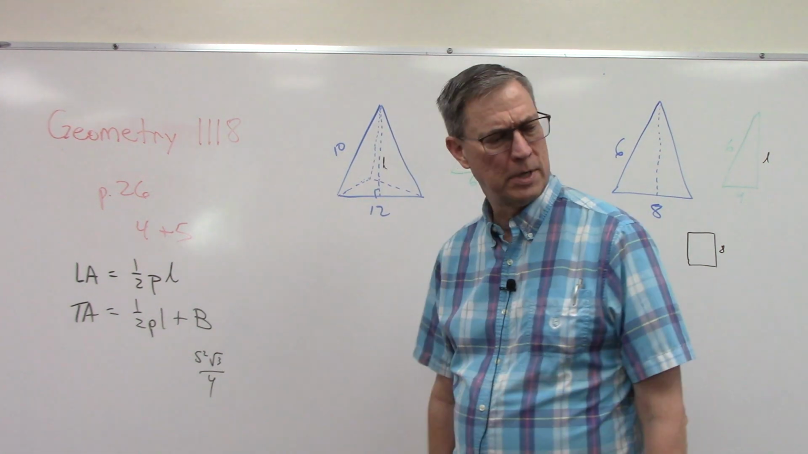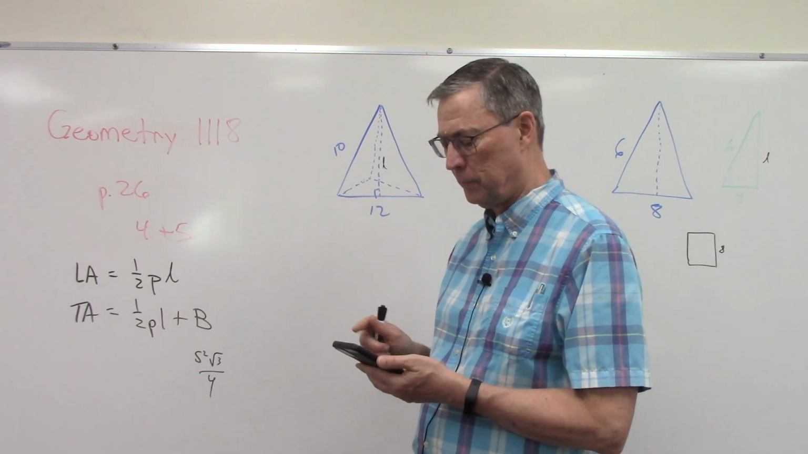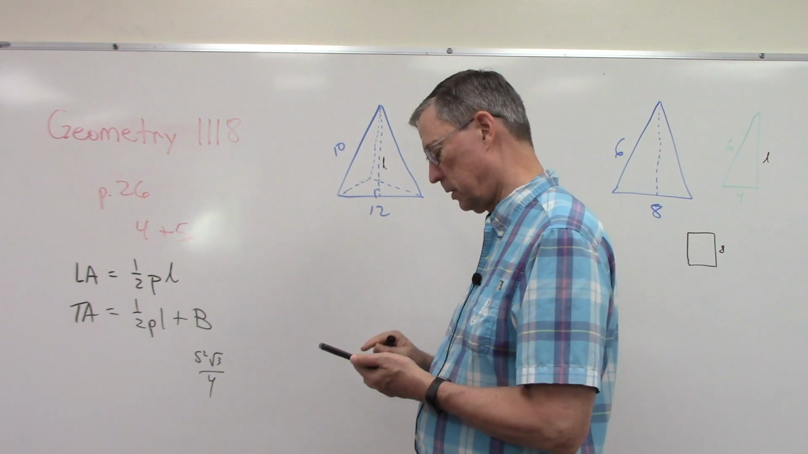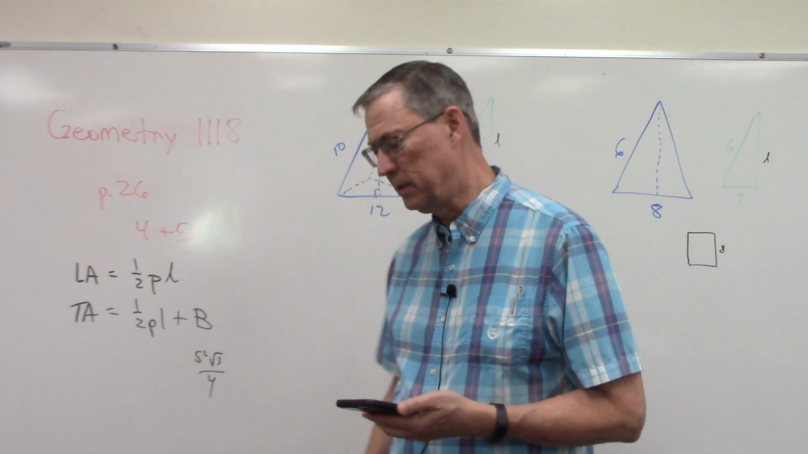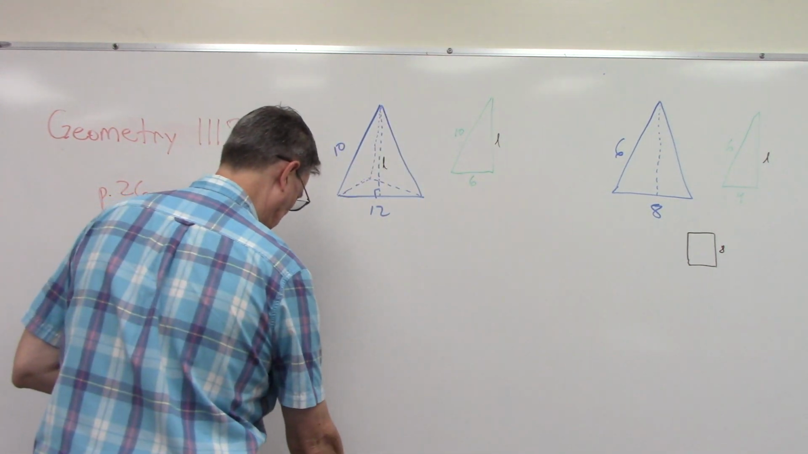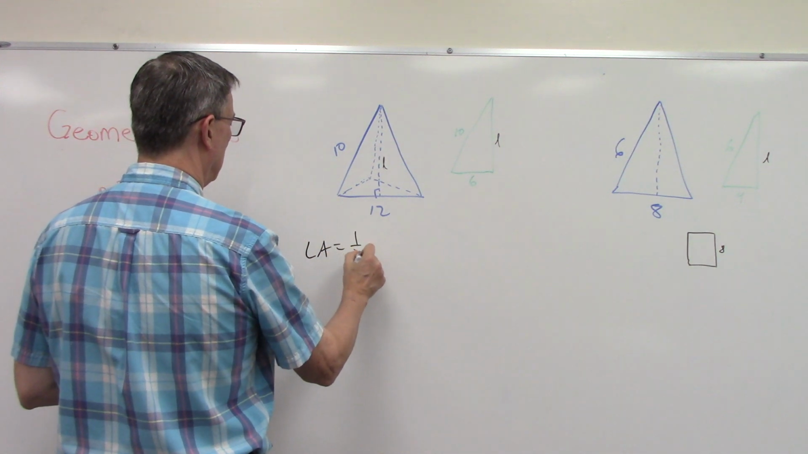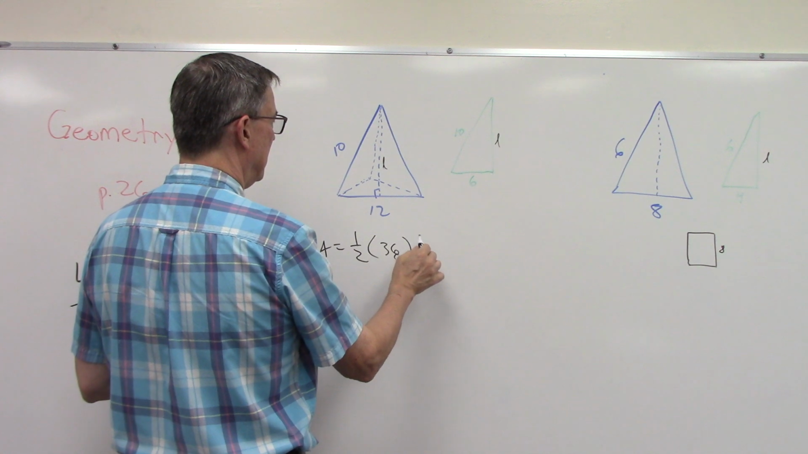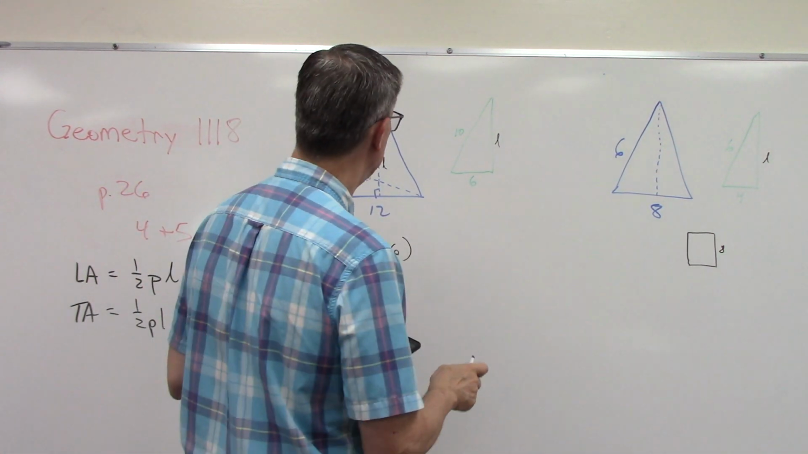Get your calculators out. I'm going to grab mine here. All right, clear what I had on there. So let's see, one-half the perimeter, which is 36, times the lateral height. Okay, that's what we've got to figure out, the lateral height.